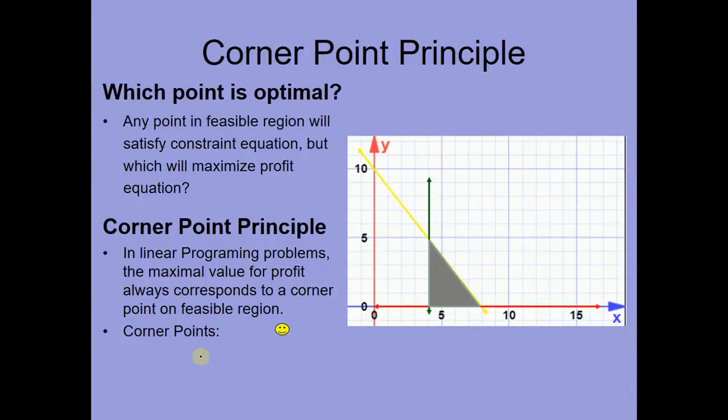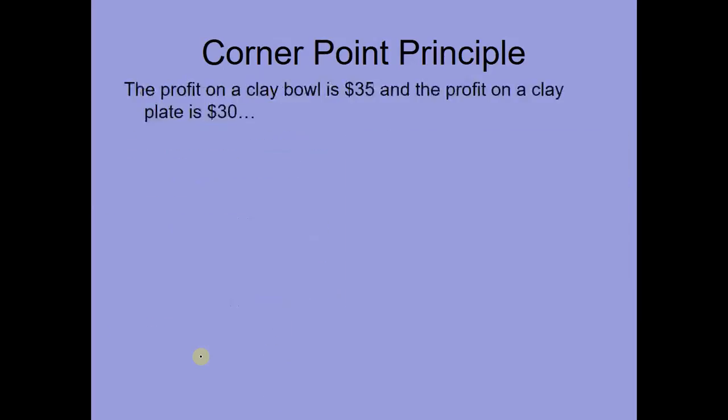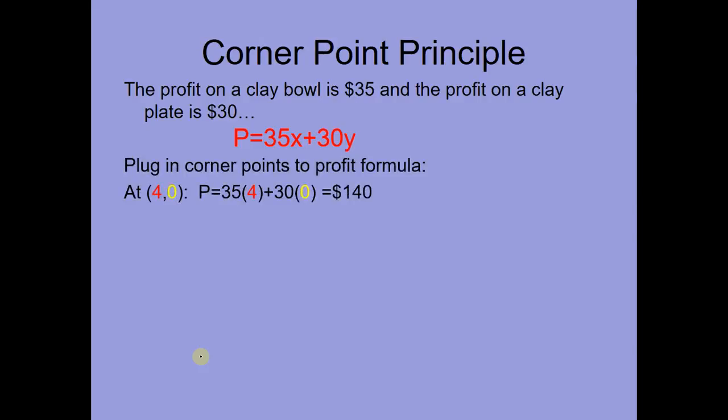So basically what we're going to do is test the corner points. I have a corner point of (4, 0), a corner point of (8, 0), and a corner point of (4, 5). Three corner points. I'm going to take those and plug them into my profit equation. The first corner point was (4, 0). I plug (4, 0) into my equation, and I get $140 for profit.